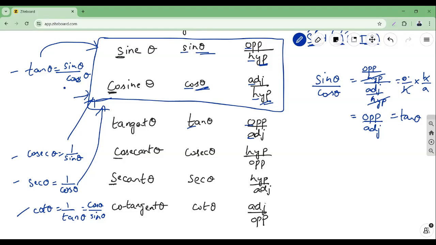So just remember, sine is with O, ka, cos with the A. And remember that sine and cos always have the hypotenuse in the bottom. Just understand these relationships, and you'll be able to remember all the names.